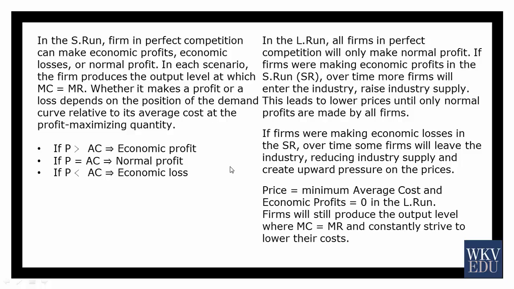Will all the firms exit the industry? No. Firms will still continue to produce the output at a level where marginal cost equals marginal revenue, and they'll constantly strive to lower their costs. When they lower their costs, again, in the long run, marginal cost will be equal to marginal revenue, equal to price, equal to average revenue, equal to the minimum of average cost. The intersection happens at the minimum of the U-shaped AC curve.